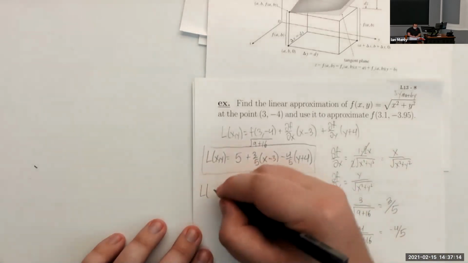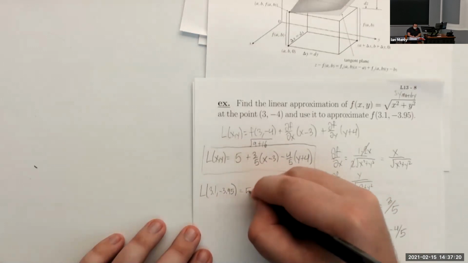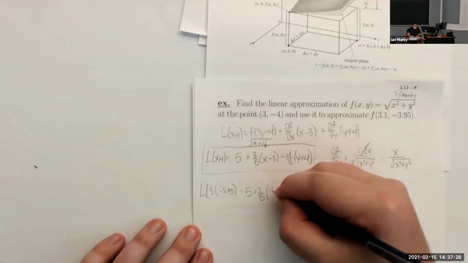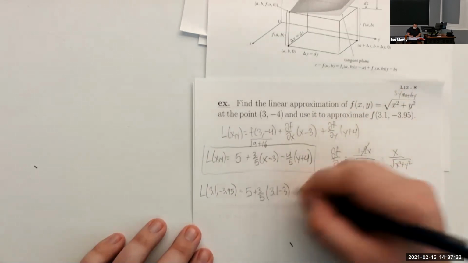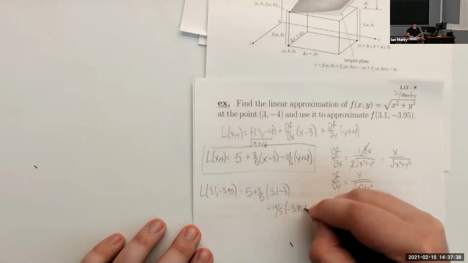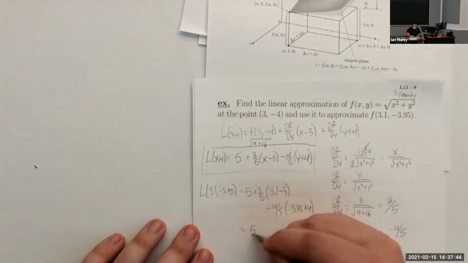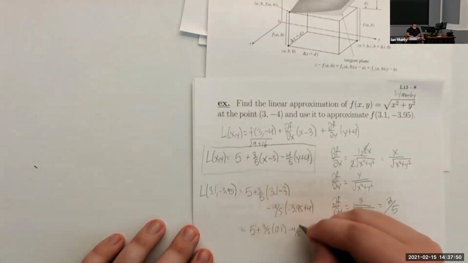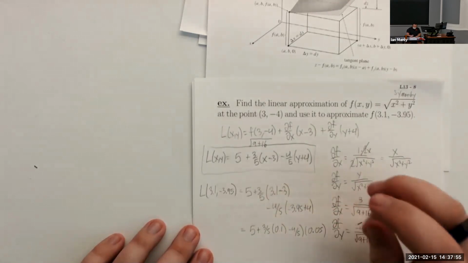So L of 3.1 and then -3.95 will be 5 plus 3/5 times 3.1 minus 3, minus 4/5 times -3.95 plus 4 right here. So this is 5 plus 3/5 times 0.1 minus 4/5 times 0.05. I didn't need this parenthesis.